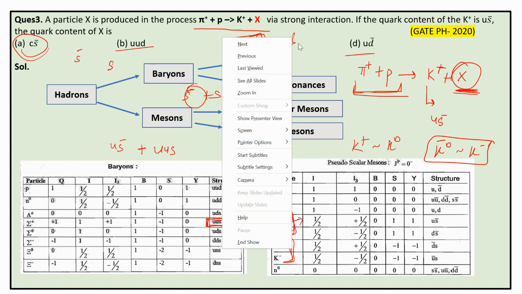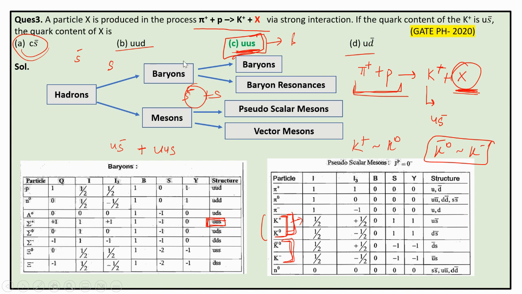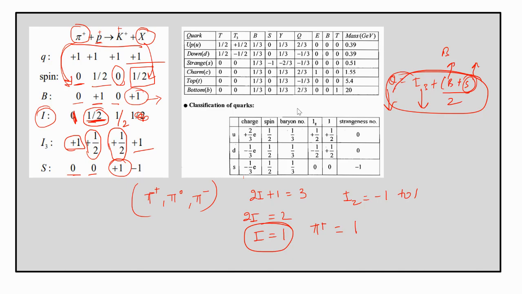You know very well that baryons are made up of three quarks, and mesons are made up of one quark and one antiquark. Here pion is already a meson, P is a baryon, and K cation is a meson. So here you will require the baryon. This is a simple way of doing this question. I hope this is understood.